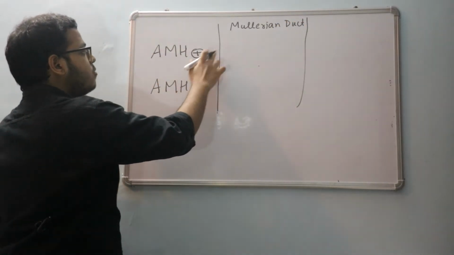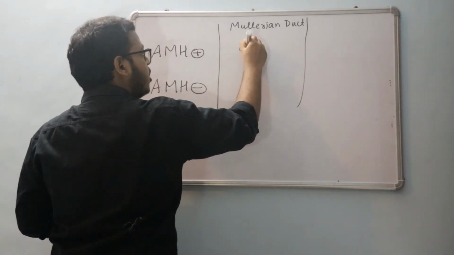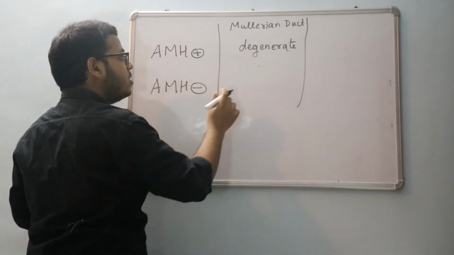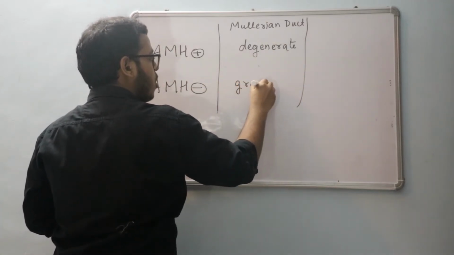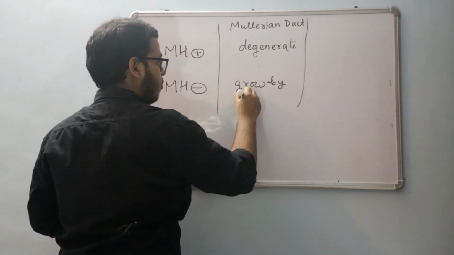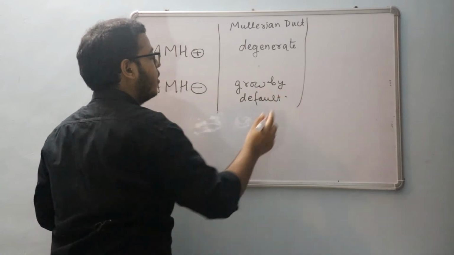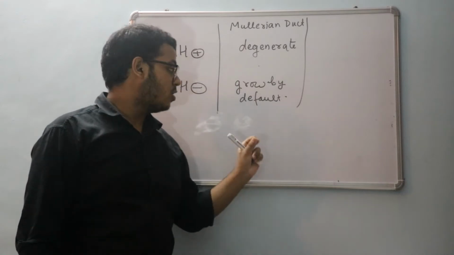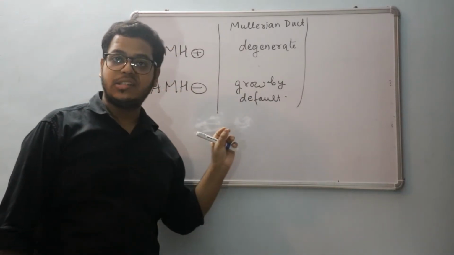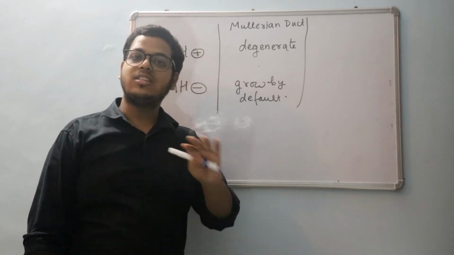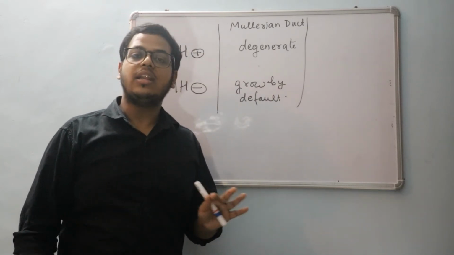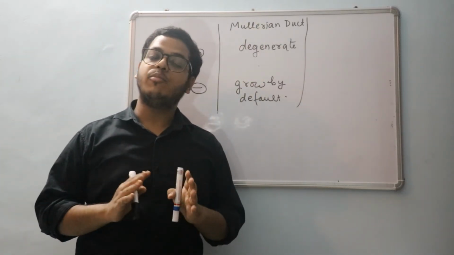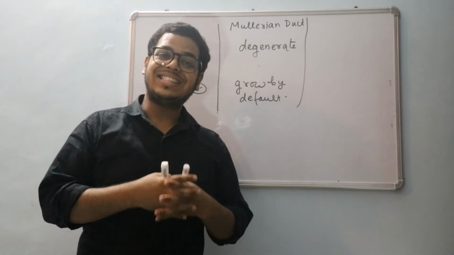So if AMH is present, Mullerian duct will degenerate. And if AMH is absent, it will grow by default. So what happens is, even if the AMH is not present, ovary is not present, testis is not present, that means AMH is not present, nothing is present, even then, by default, Mullerian duct will grow.